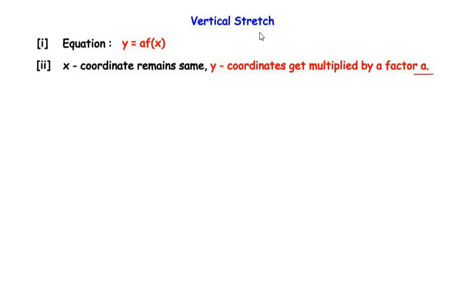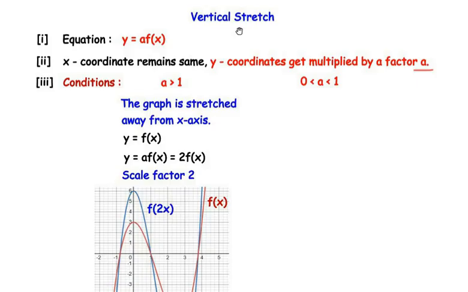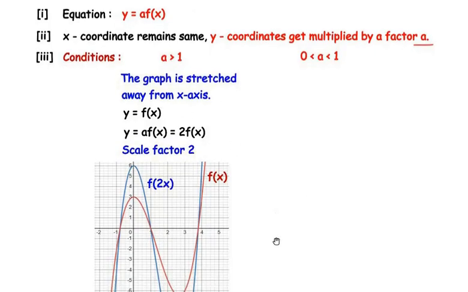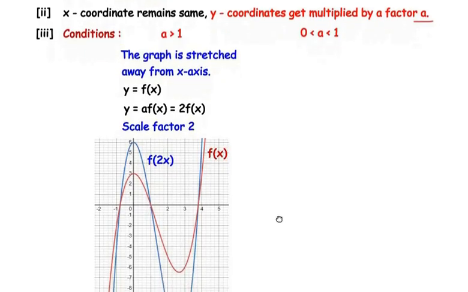Now under this vertical stretch also we have two conditions. The conditions are same as were in the case of horizontal stretch. That is, the value of a is greater than 1 or it is in between 0 and 1. So let us see the first condition where the value of a is greater than 1. The graph is stretched away from the x-axis.